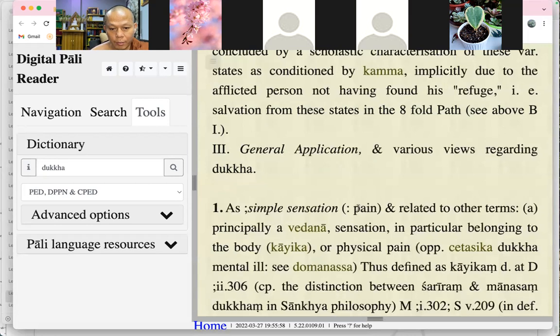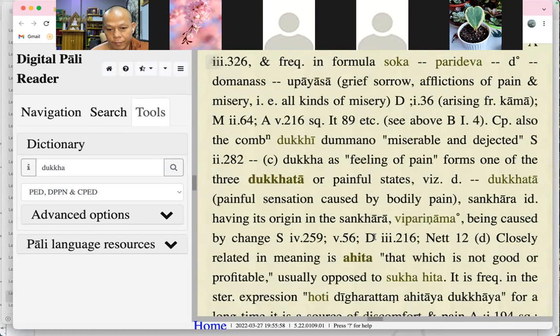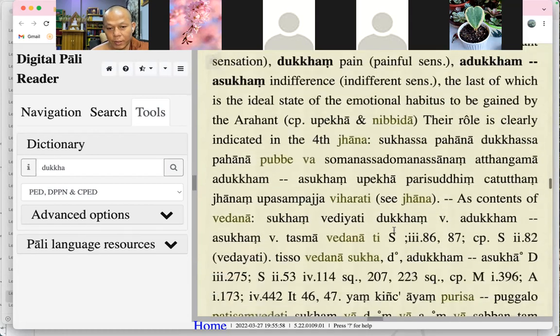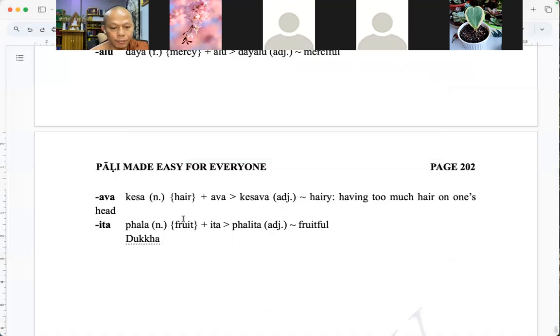Simple cessation. So here just pain. Okay, pain, or with a noun in this way, or feeling of pain. So that is sorrow or grief. That is also mental pain. Actually, it is neuter gender. So sorrow and then grief.